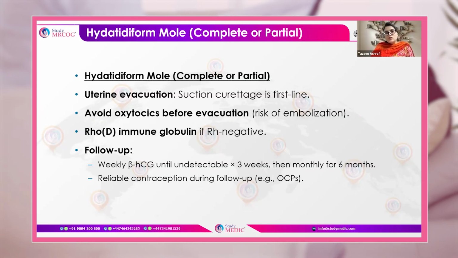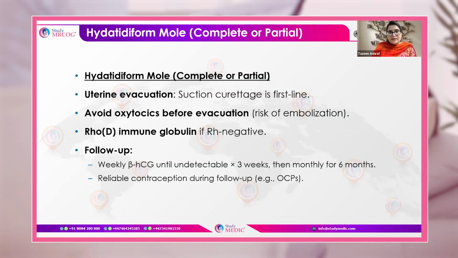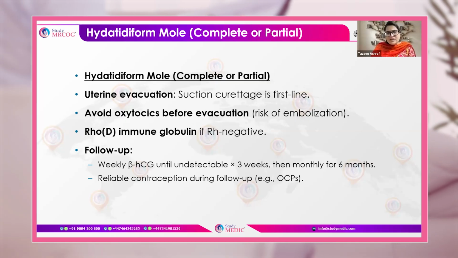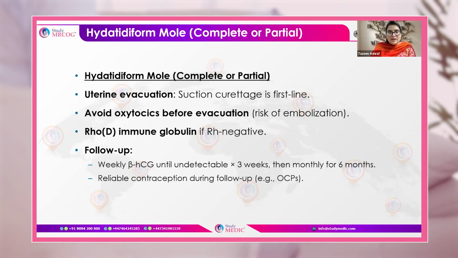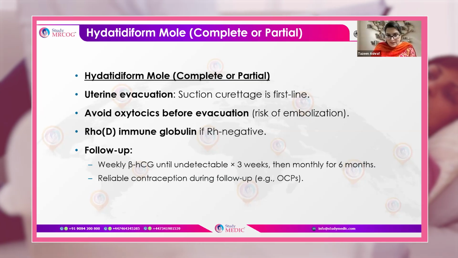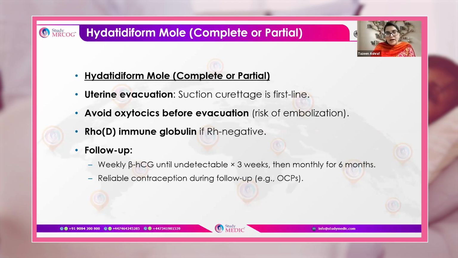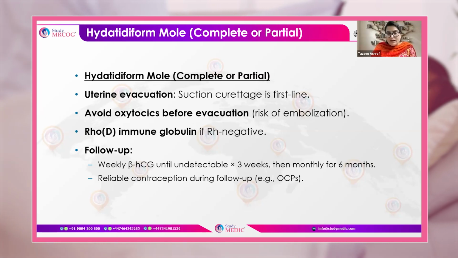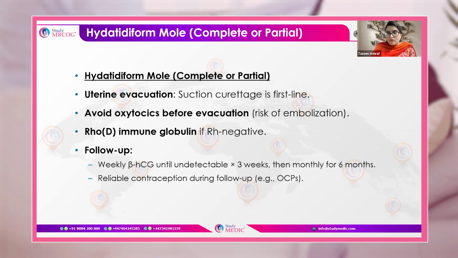Oxytocic agents should be avoided unless there is life-threatening bleeding. If there is life-threatening bleeding, then they can be considered. If the patient is Rh negative, anti-D should be considered, and follow-up of the patient is weekly until beta HCG level returns to normal, and then for 6 months.